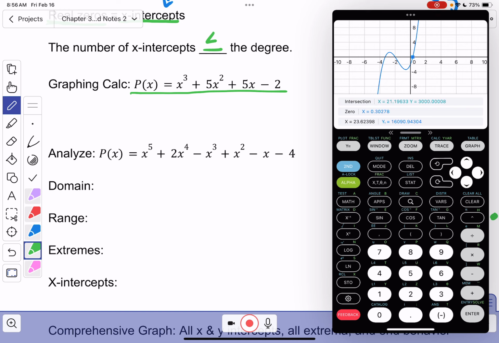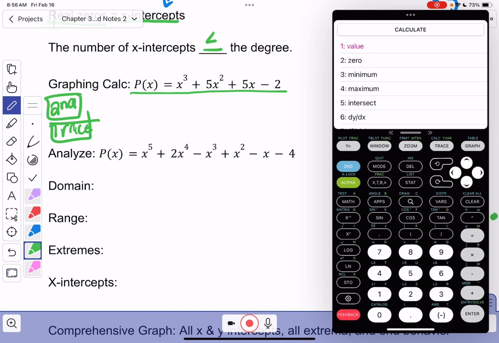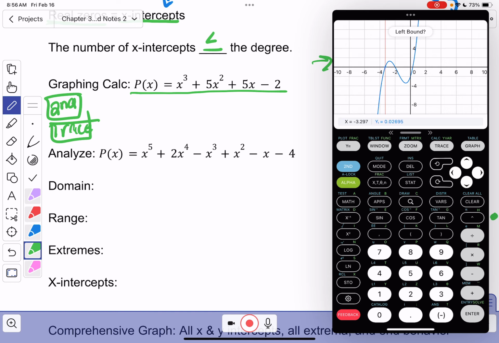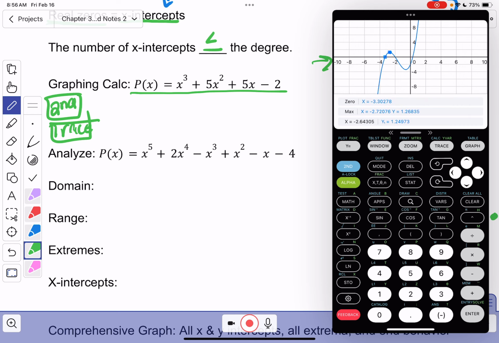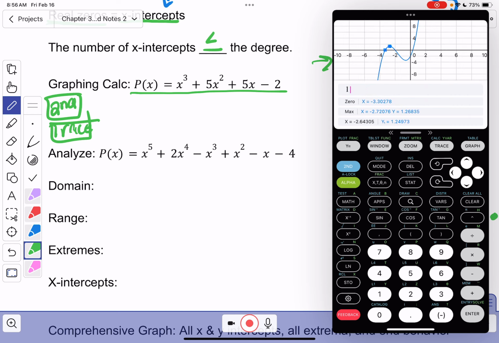So I'm going to start by looking for this one. So you hit second, and then you hit trace, and you go down to 0. That's our x-intercept. Then it says left, so you go to the left of that intercept. You go to the right of that intercept. Your calculator may ask you to guess, and then it tells you that value. So negative 3.3 is going to be one of those zeros.